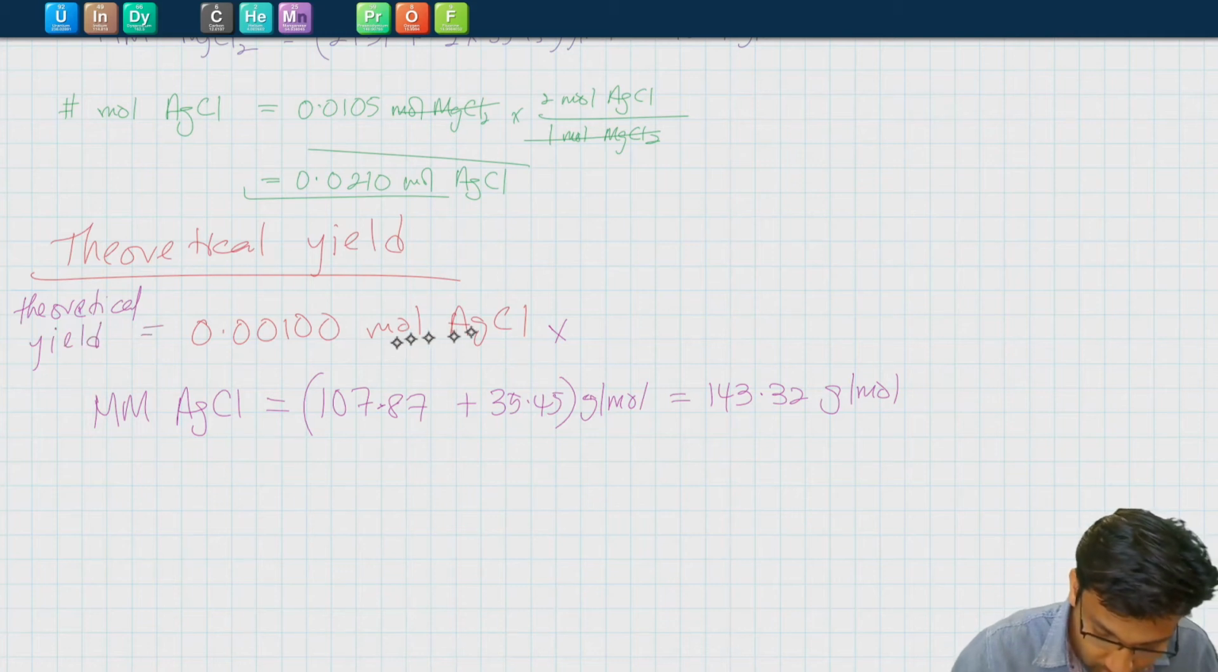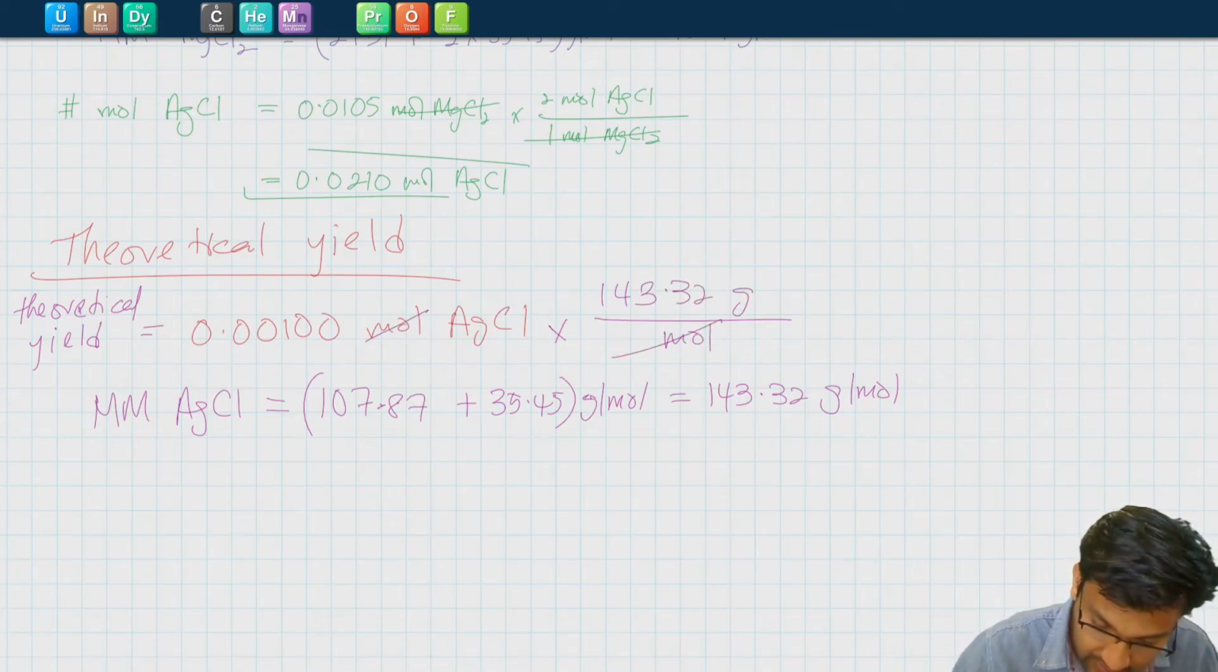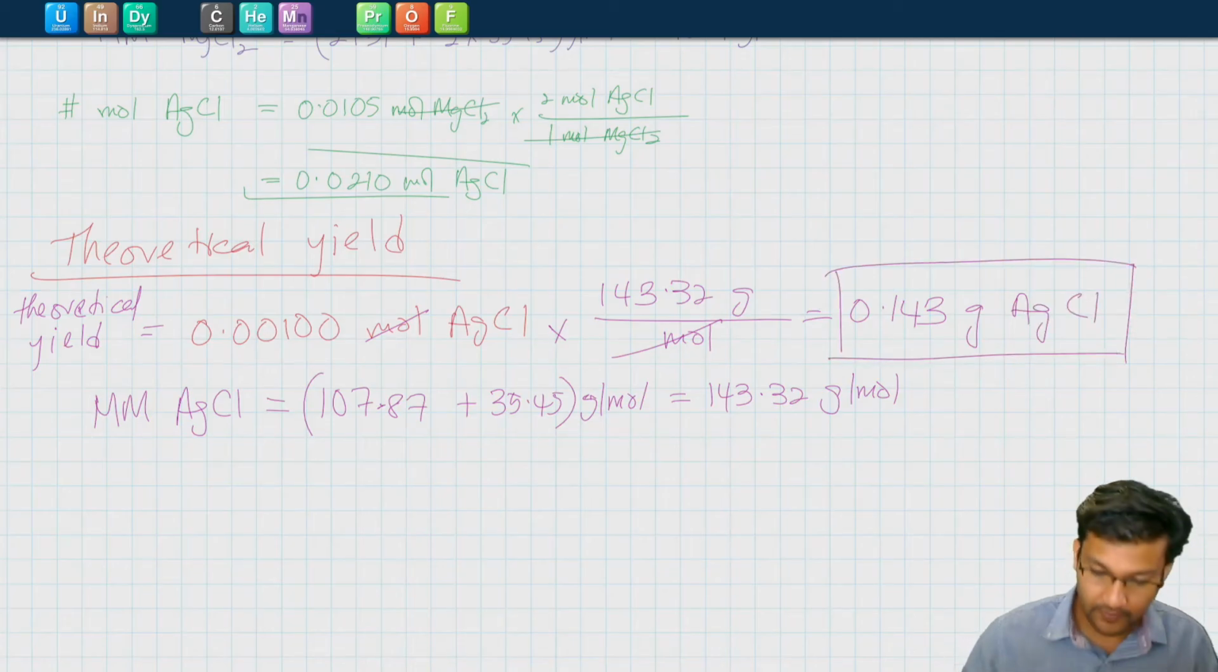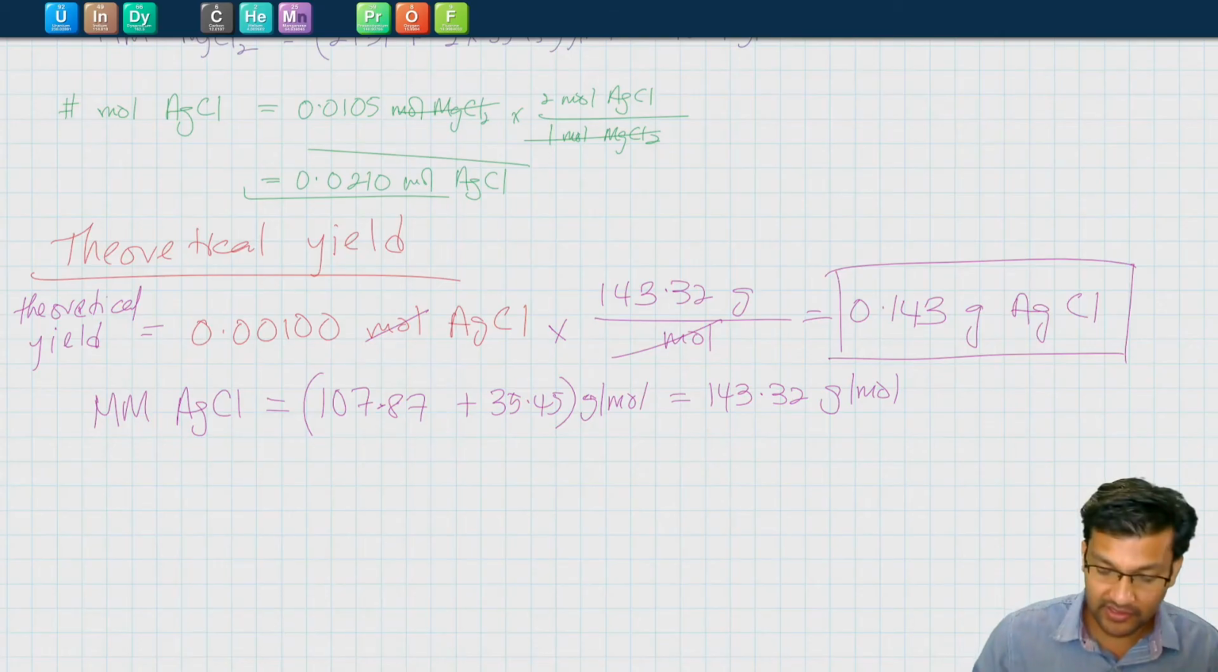So theoretical yield will be our moles converted to grams. So it's 0.00100 moles times 143.32 grams per mole. The moles cancel out, and we should get 0.143 grams of silver chloride. And that is our theoretical yield. Theoretical yield in this sense just means what we could possibly get if we used up all of our limiting reagent.